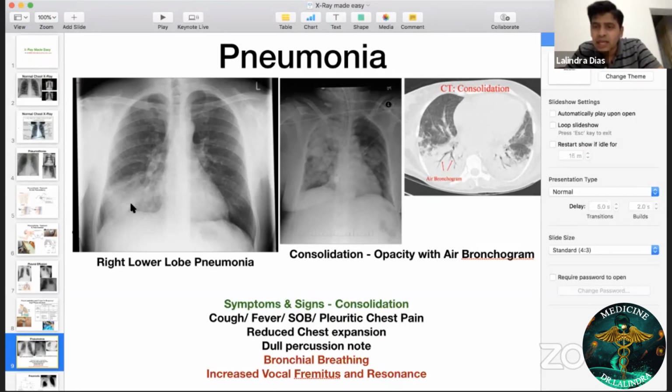It's an opacity with air bronchogram. Air bronchogram, that's classical of a pneumonia. Opacity with air bronchogram. So what is the diagnosis here? Right lower zone community acquired pneumonia.